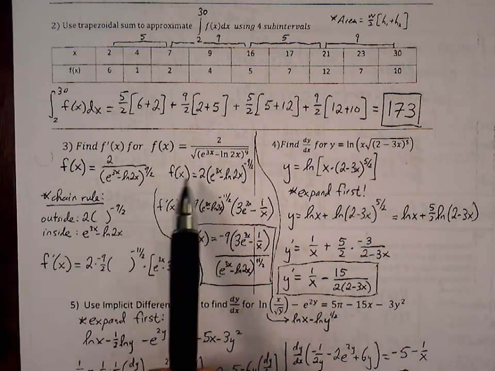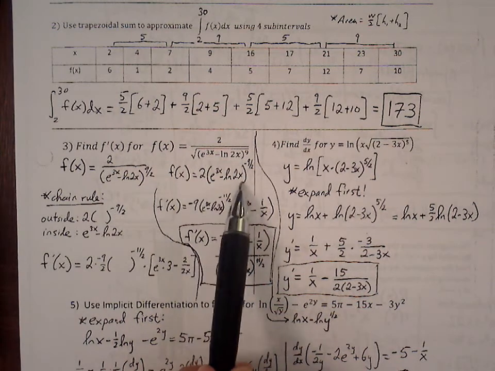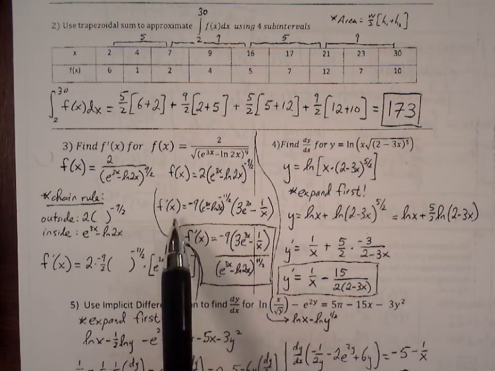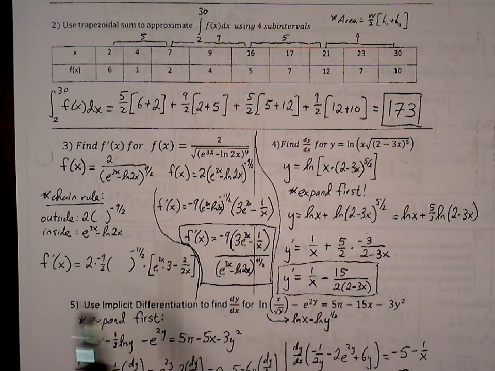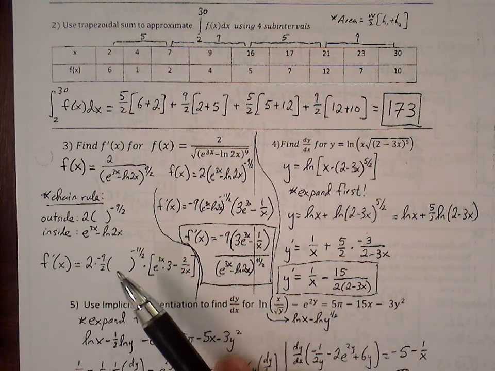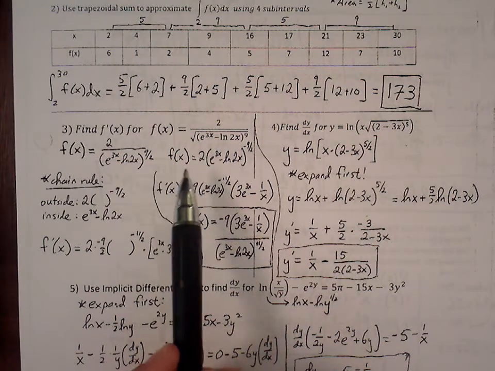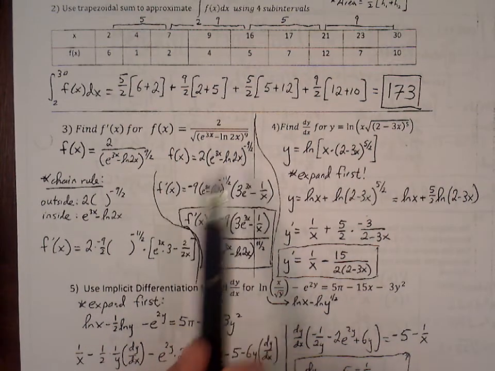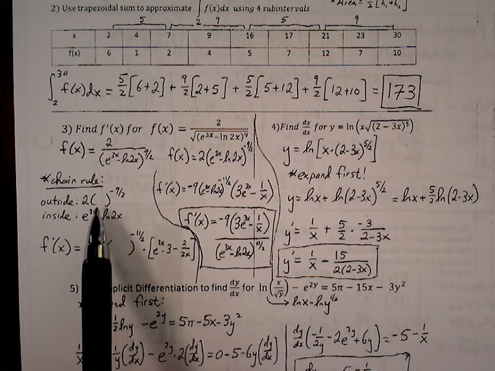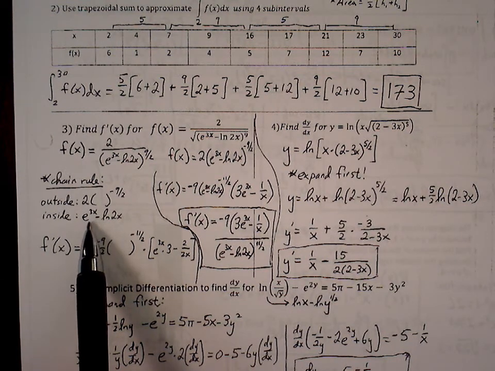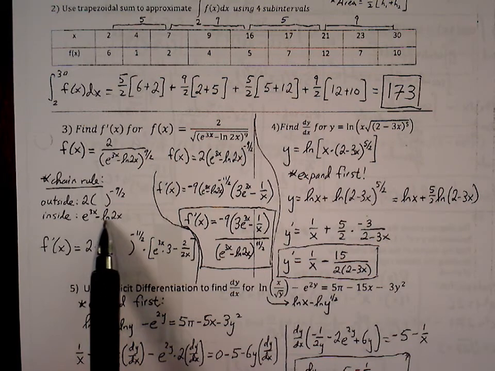So chain rule says take the outside's derivative, multiply by the inside's derivative. But first, let's identify what the inside and outside portions are for our function. The outside portion is the 2 parentheses to the negative 9/2. So it's everything outside of the parentheses. Inside is e to the 3x minus natural log of 2x.